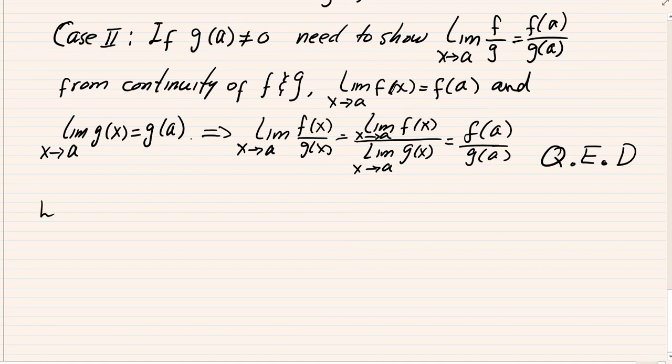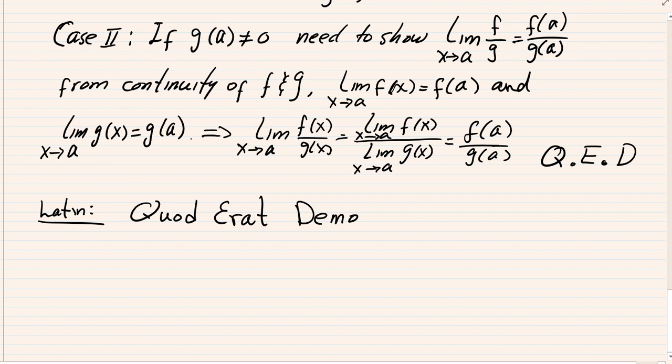This is from Latin. Let me write this just so you have it. The Q in QED stands for quod. The E stands for erat. And the D, if I remember correctly, is demonstrandum. There you go.